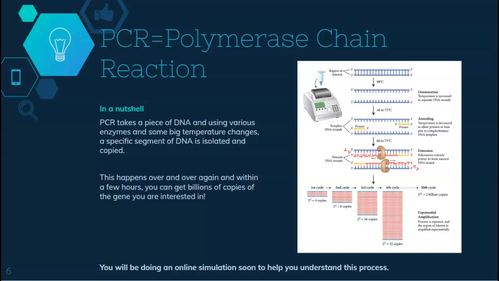You're going to be seeing this in a simulation, so I'm not going to get too into the specifics, but basically you take a segment of DNA that has the gene on it, but has some other stuff too. Using different enzymes and big temperature controls, getting it really, really cold and really, really hot, this is going to end up isolating the gene that you want. And then, if we add in some more enzymes, it's going to copy that gene over and over and over again. You'll see the specifics in your simulation, but that's the overall idea.